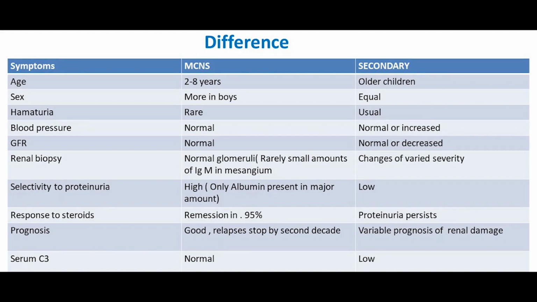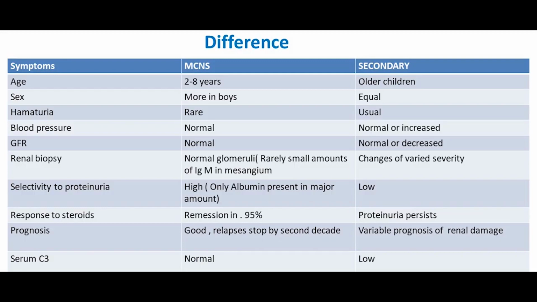There is no need for renal biopsy because most of the time it shows minimal change in the histological appearance. Then proteinuria will be there, and very important is the response to steroids. Steroids give a very good result, and remission is about 95%. When you give steroids, there is a sudden recovery of the symptoms. That again suggests some immunological aspects, as steroids are immunosuppressive, which we will discuss in the later part. The prognosis is quite good, and relapses stop by the second decade.